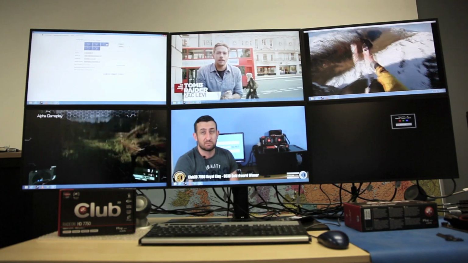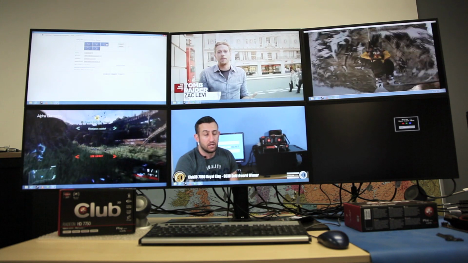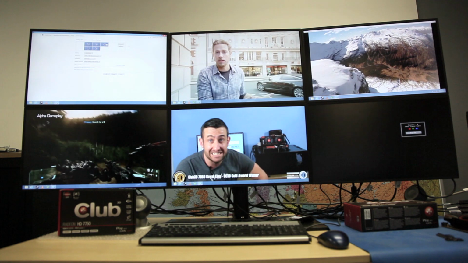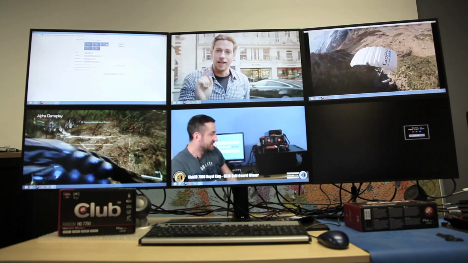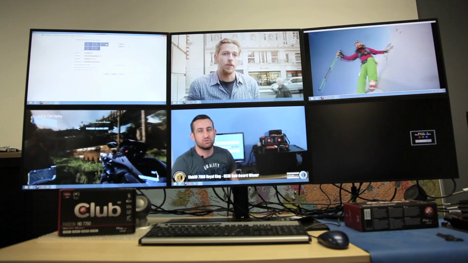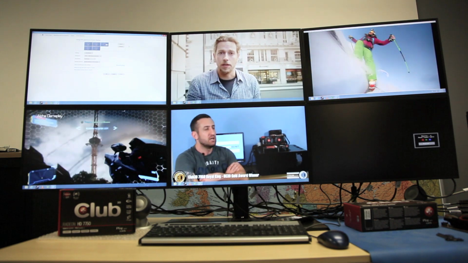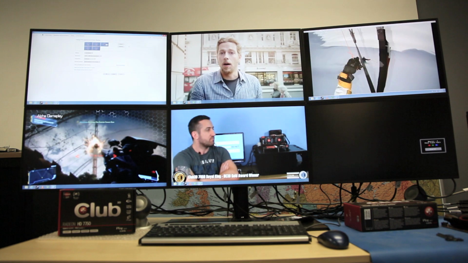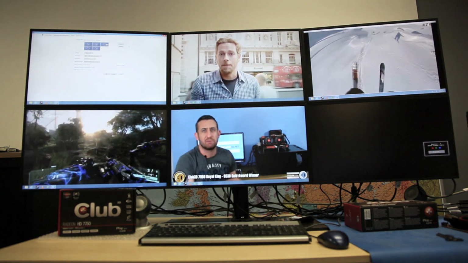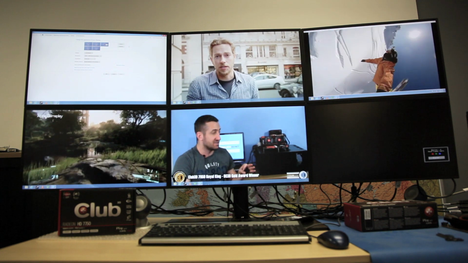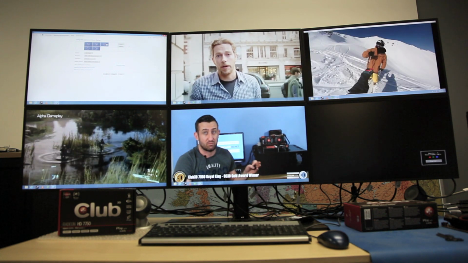This is the final result of the setup that we made with the MST hub. The top three monitors are running through the MST hub, and the lower two monitors, one is running through the DVI port, and the middle lower monitor is running on the HDMI port.